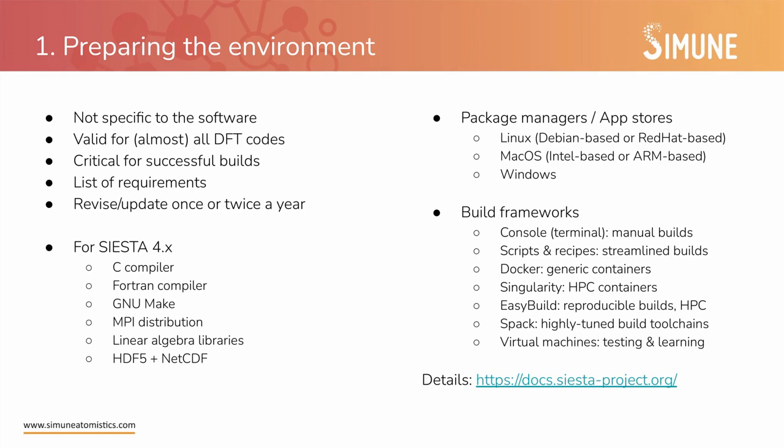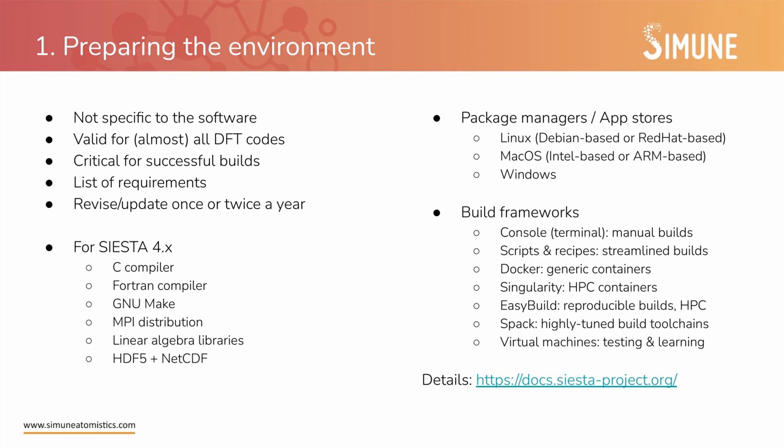To build SIESTA 4, you will need a C compiler, a Fortran compiler, the GNU Make utility, an MPI distribution if you want to build a parallel executable, linear algebra libraries, and then if you want platform independent input-output, then you will need HDF5 plus netcdf.